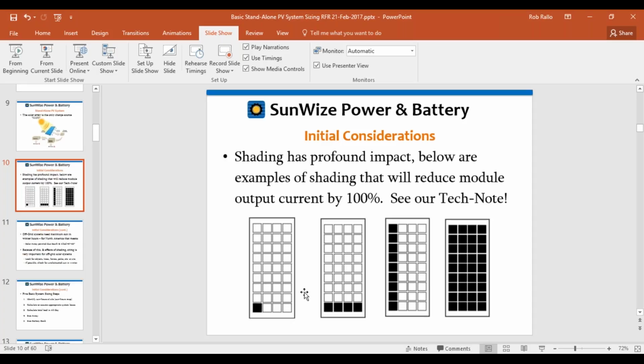You can either bypass it parallel-wise, or if it's in series and you have a maximum power point tracker and your voltage is high enough, it can pretty much bypass it with the bypass diodes. So yeah, and again, our Technion on it has some more information on it.